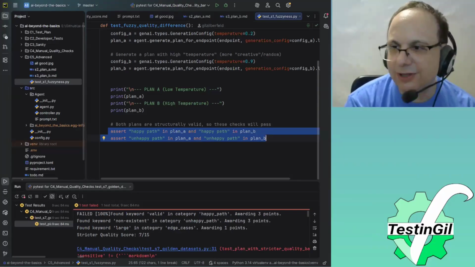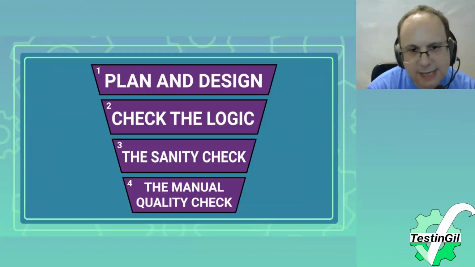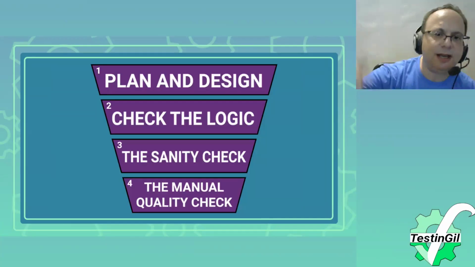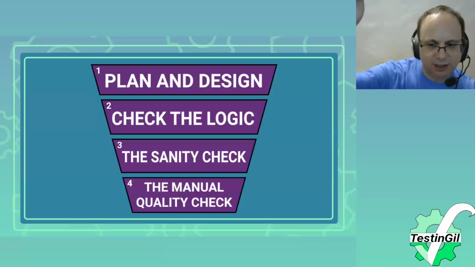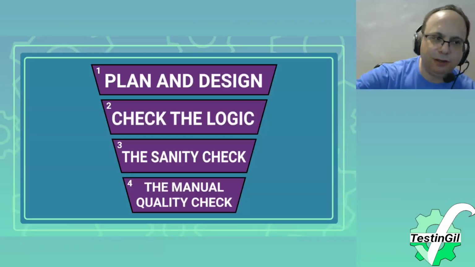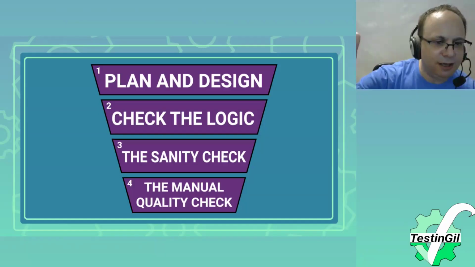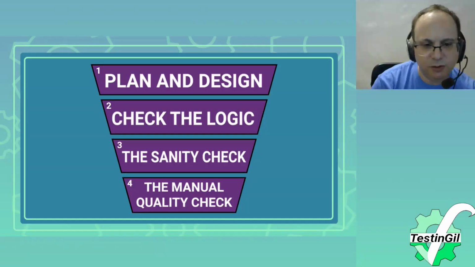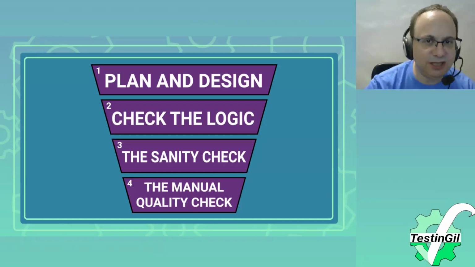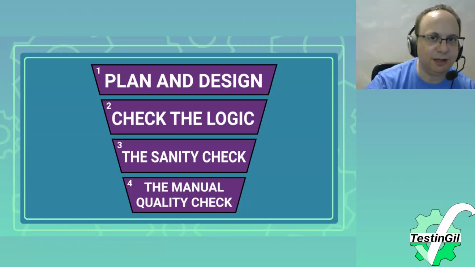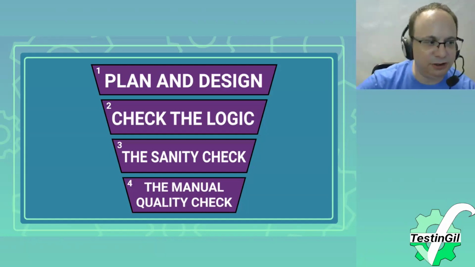I want to go back to my slides now. So we went through the planning and design and checking our logic, and then the sanity check, which means that without this, there's not much point in continuing. And then the manual quality check, and then we even saw the automation of that. But obviously, this doesn't solve the long term. This is a one-shot thing, and we're not testing over a long shot.